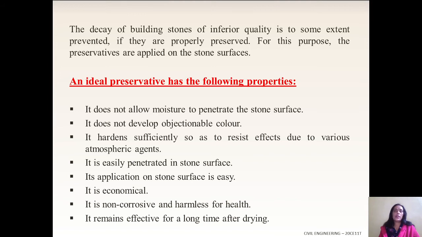The main thing is it should be economical. Then it should be non-corrosive and harmless for health, and it should remain effective. The main intention is that it remains effective for a long time after drying. After drying, the effect should remain there for a longer period of time. These are the ideal characteristics of the preservatives. So we'll see what are the types of commonly used preservatives.